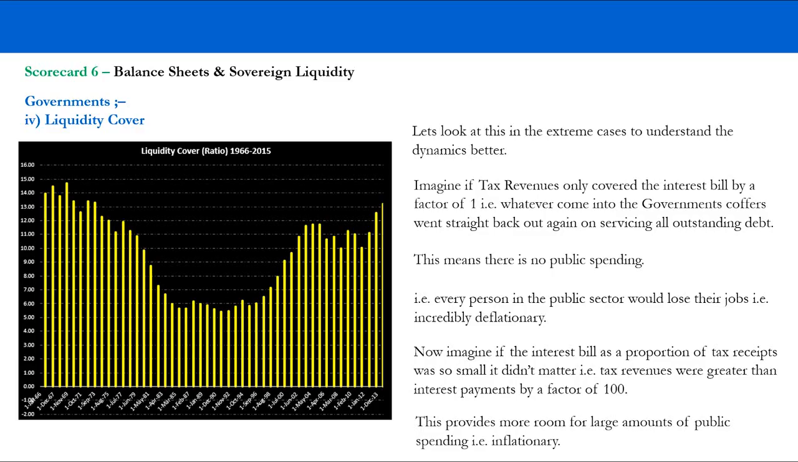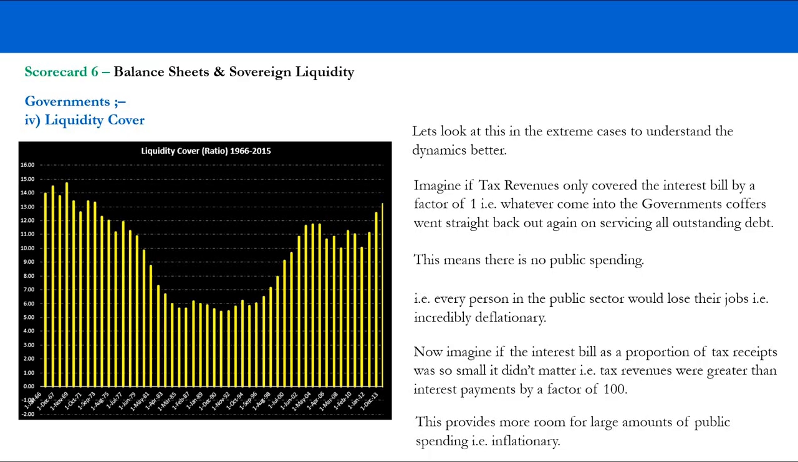So what we're looking at here is a situation where the number of tax revenues is equal to the number of the interest bill to service outstanding debt, which gives the number 1, the ratio 1. That basically means that there's no public spending. What would happen in that situation? Well, if you've got a large public sector, basically you can't pay them. Every person in the public sector would lose their jobs, and it would be incredibly deflationary for the economy.